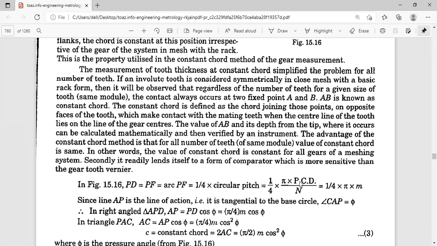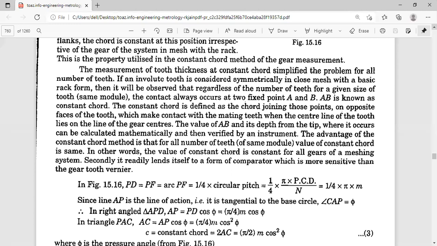So pi into m and 1/4 pi m. Just try to see this 1/4 pi m. Okay. So that is, and what is AP? AP is the line of action, what we have discussed while we discussed the pressure angle. So that line of action is tangential to the base circle.